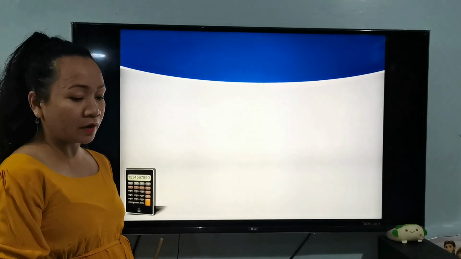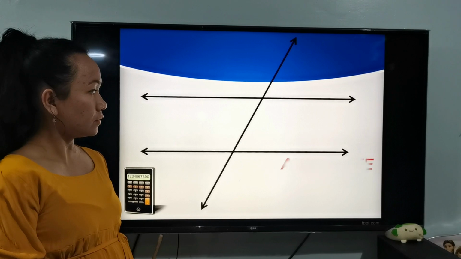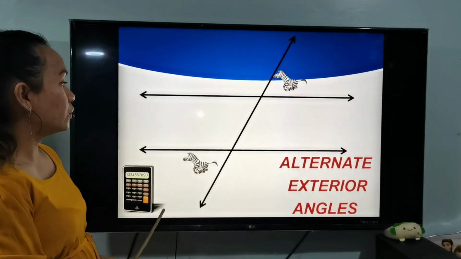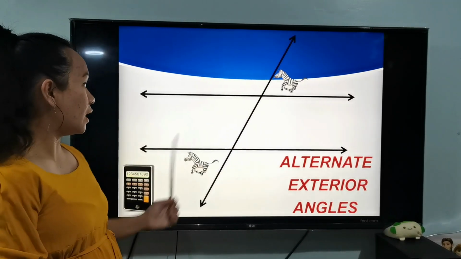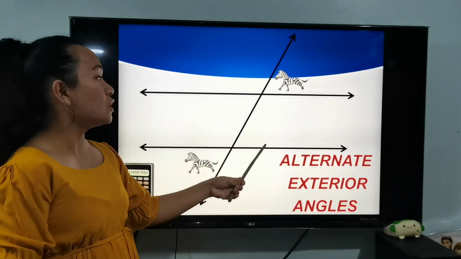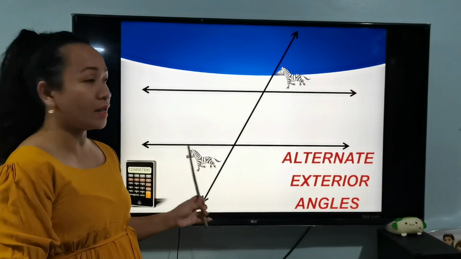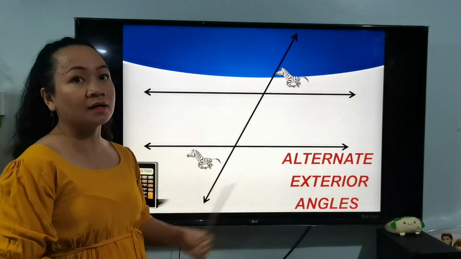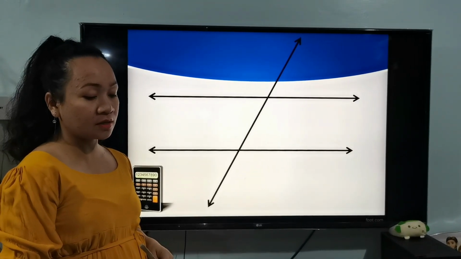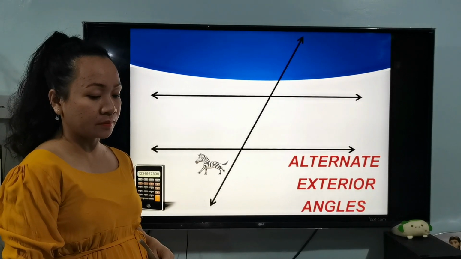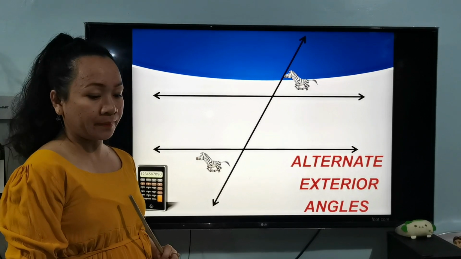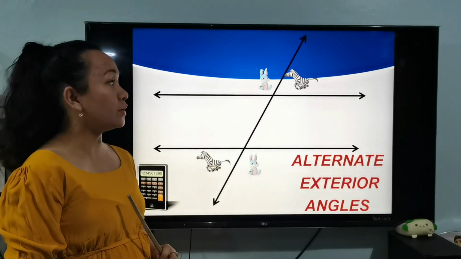Another example of alternate exterior angles. Okay, we have the zebra. With respect to the transversal, they are alternate with each other and they are found outside our parallel lines. So, this is one example of alternate exterior angles. To sum up, we have two pairs of alternate exterior angles. One pair, the zebra. Another pair, we have the rabbit.